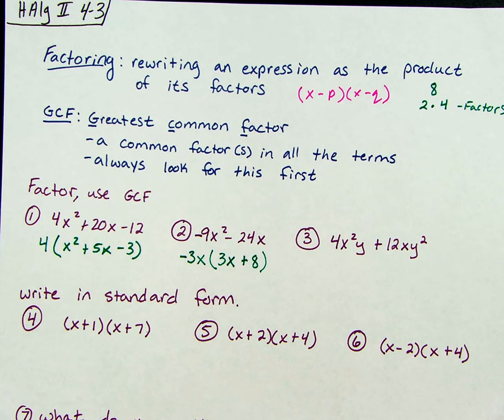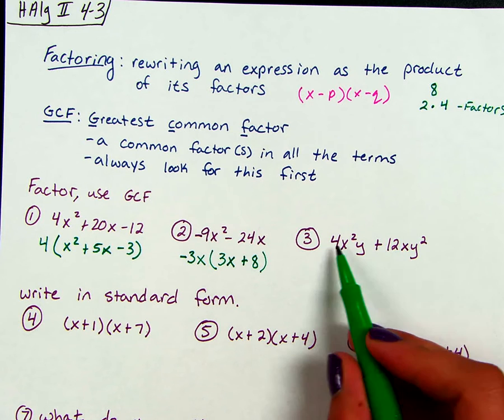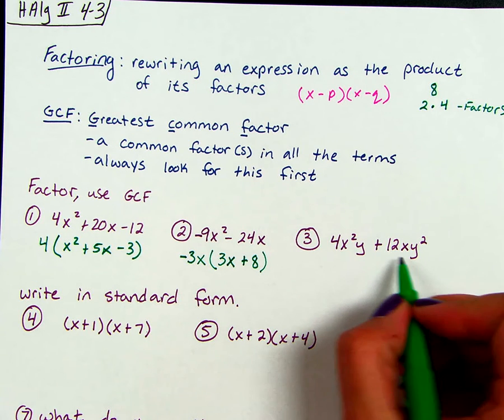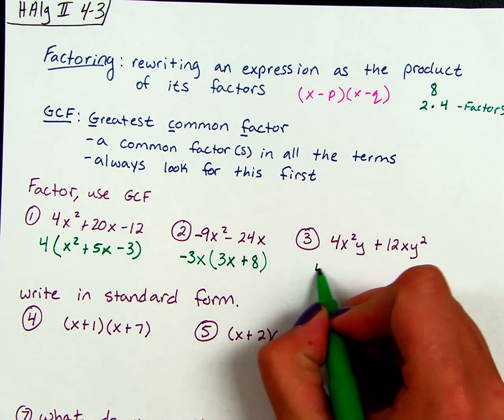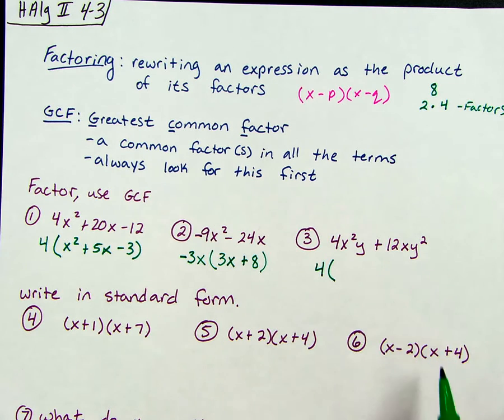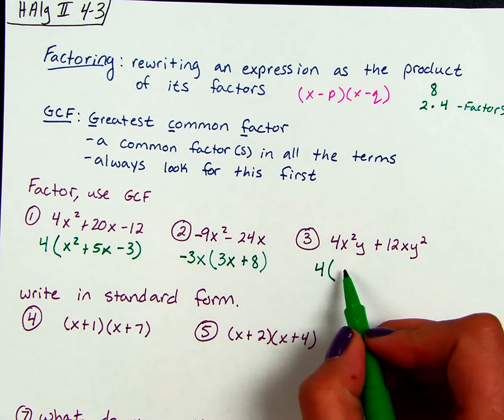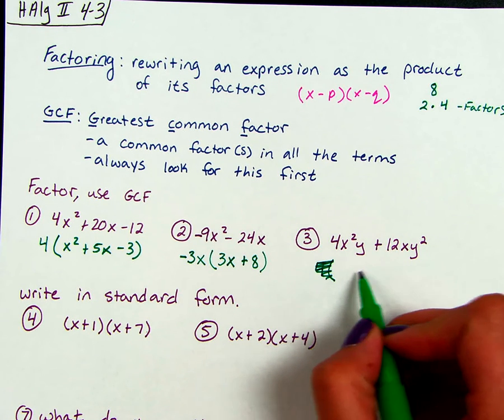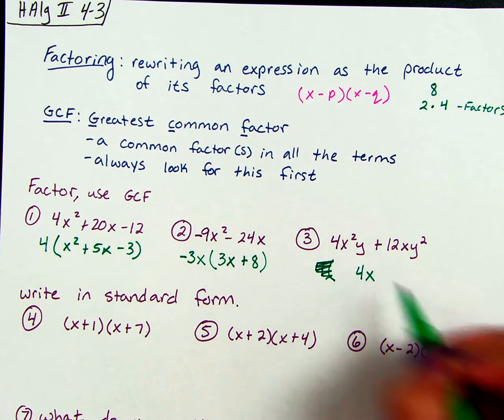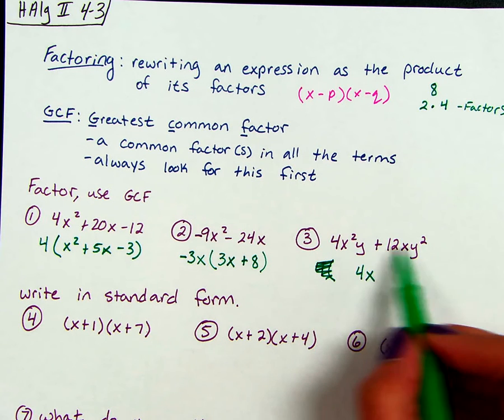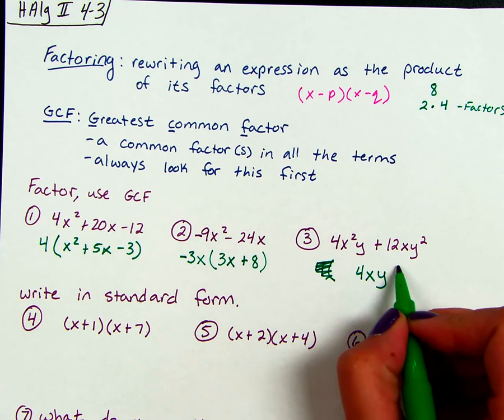All right, our next one. So again, looking at our numbers, between 4 and 12, I can take out a 4 from both terms. And then it looks like I'm able to take an x away. So 4, and then we can take an x away. And then I'm also able to take a y out.